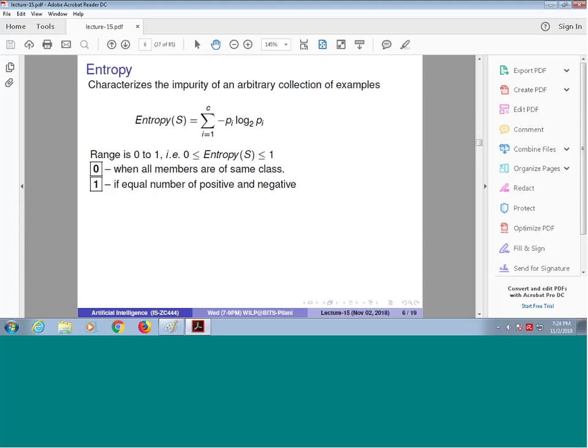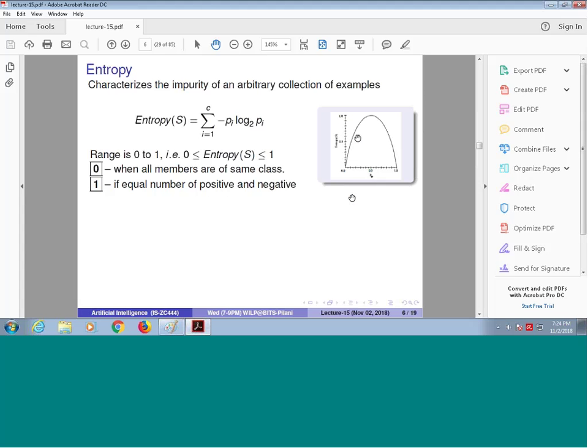Okay, the value that you get by this equation is in the range 0 to 1, which means entropy's minimum value is 0 and maximum value is 1. It is 0 when all the members are of the same class. I am telling you it is the measure of disorderedness. So if everything is of the same class, then there is no disorderedness. And the maximum disorderedness is there when equal numbers of positive and negative classes are there.